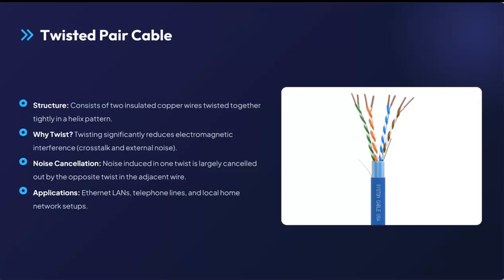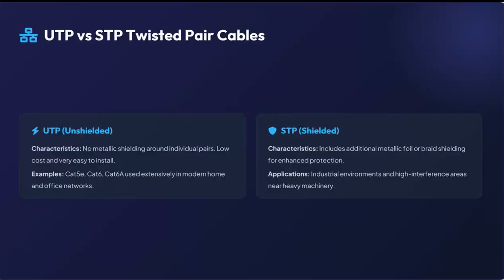It consists of two insulated copper wires twisted around each other. You can see it in the picture. Now you might wonder why the wires are twisted. The answer is very simple. When electrical signals travel, nearby electrical devices can create unwanted signals called noise or electromagnetic interference. If the wires are straight, this interference directly affects the signal quality. But when the wires are twisted, the noise introduced in one twist is almost cancelled in the next twist. As a result, communication becomes much more reliable. So this simple twisting technique greatly improves your signal quality.